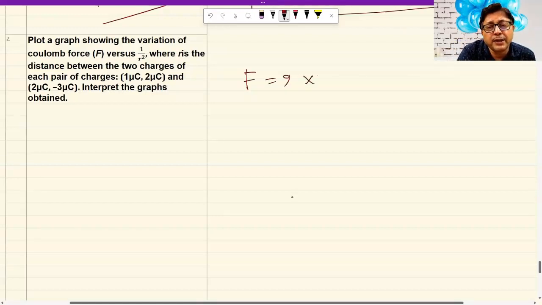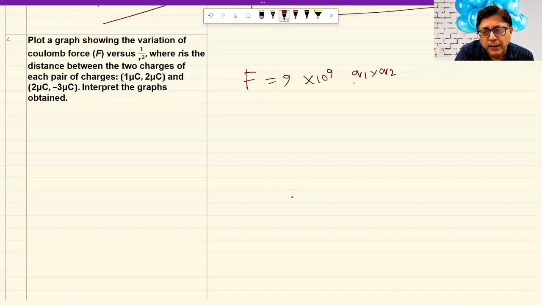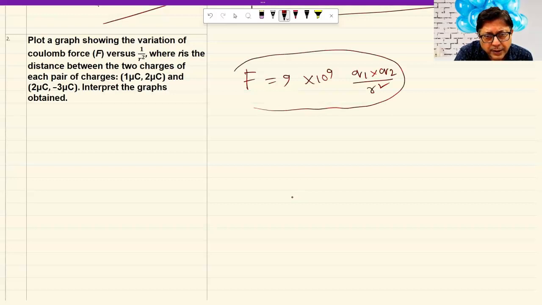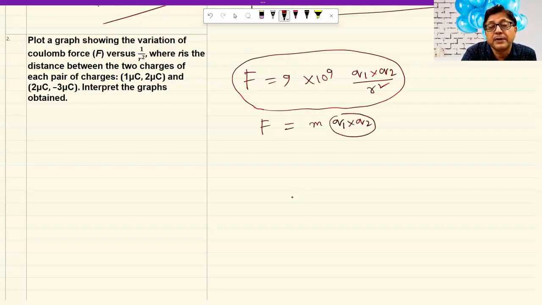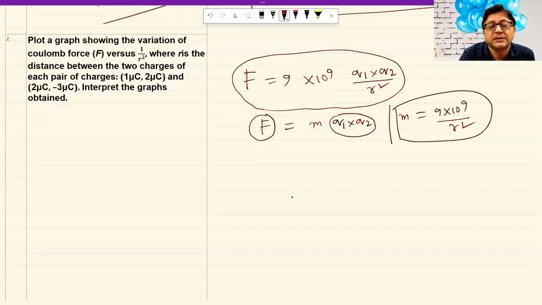F equals 9 into 10 to the power 9, Q1 Q2 by r square. They have asked you to find F versus 1 by r square. So if you take Q1 Q2 as a constant, this is also a constant. So F is going to be equal to some other constant m into the variable. That constant I have taken as m. This is fixed. So F equals m into q1 multiplied by q2.